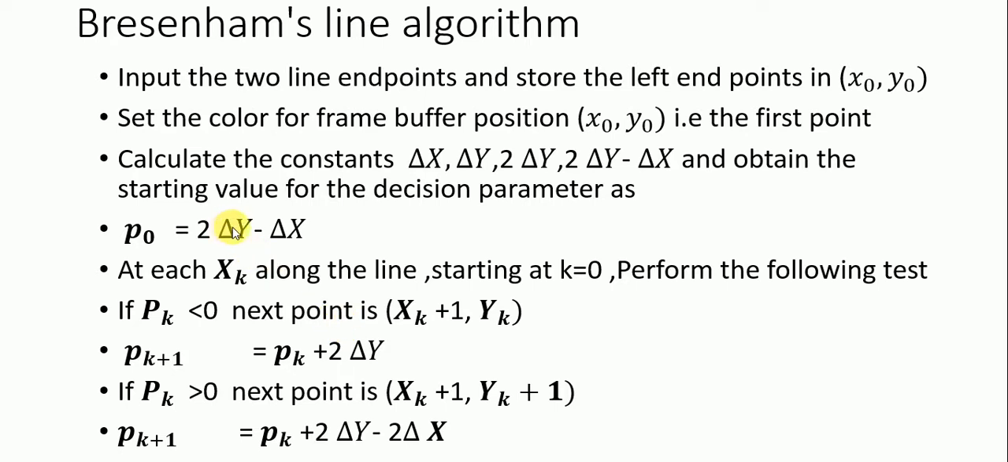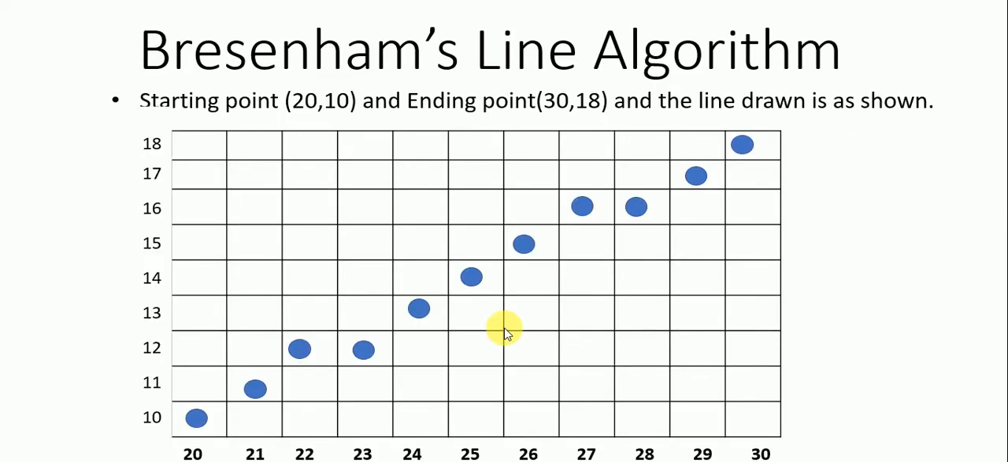So delta y divided by delta x is the m, that is the slope. Based on that slope, we have calculated this delta y and delta x. So we are going to find out what is p naught, and what is pk plus 1 if it is less than 0 and if it is greater than 0. Now this is the line that we have already seen. It starts at 10 and 20, and goes till 30 and 18.